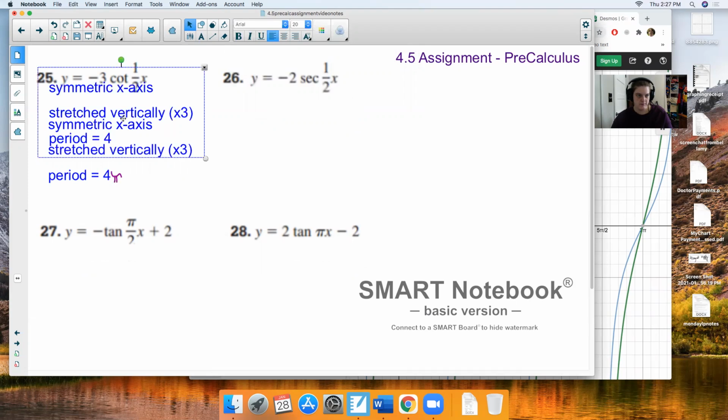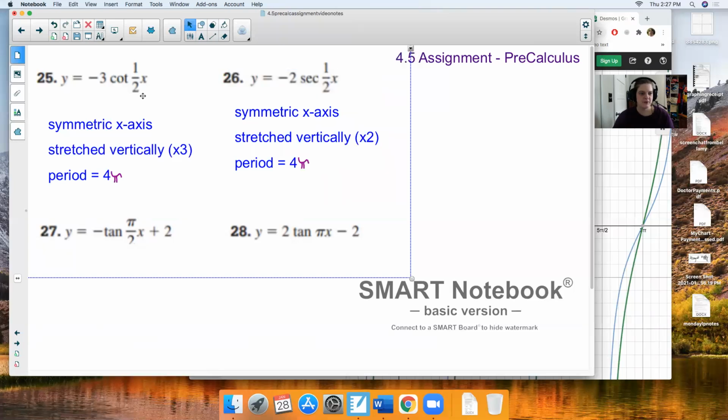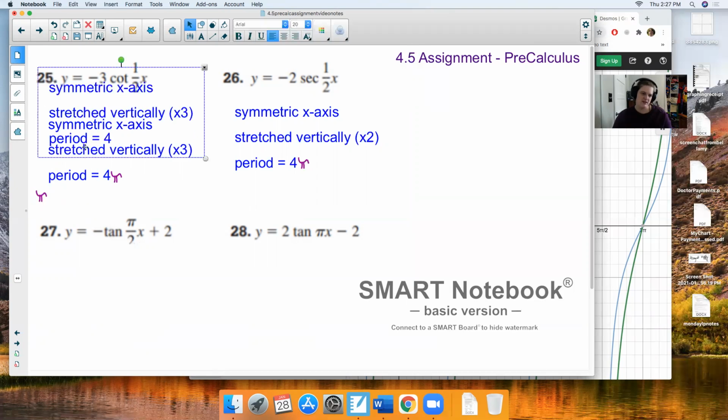All right. Let's do this. The next one, symmetric on the x-axis because of this negative, yep. Stretched vertically this time by a factor of 2. And then actually it's the same period. Sorry, it's got a half out there, just as this one did. The last one got a little bit cut off. This is supposed to be a 2 here, but it looks kind of like a freaky 7.